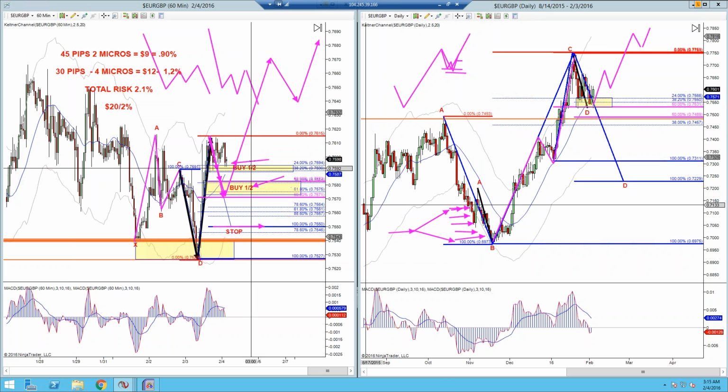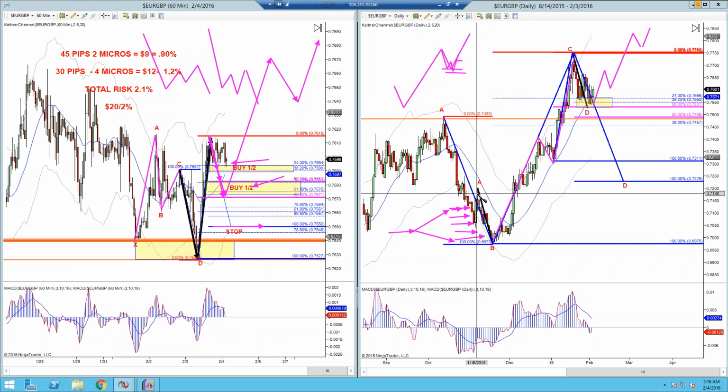I like to scale into a position. Just because you buy here and buy here doesn't mean you're scaling into a loser. That means you're building a position. There's a difference. Building a position and investing into a loser, or scaling, adding to a loss.